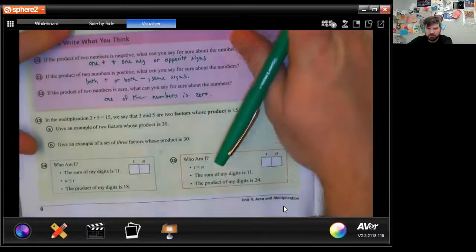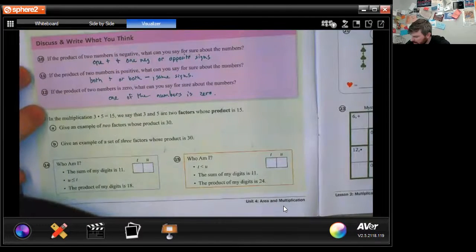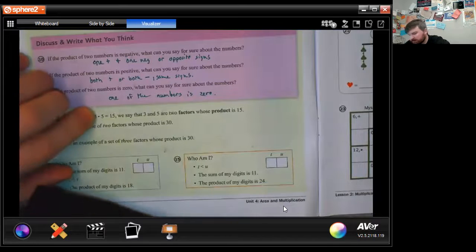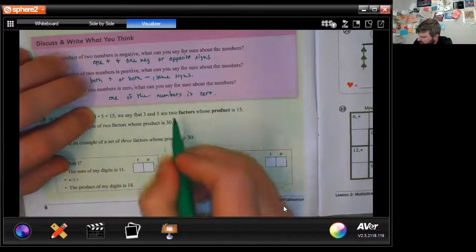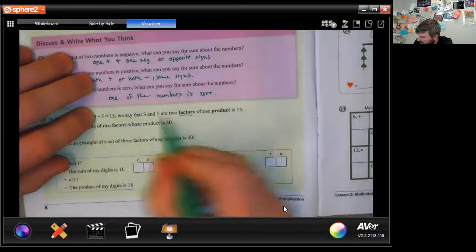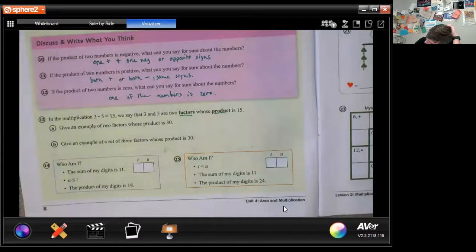All right, question 13. In the multiplication, 3 times 5 is 15. We say that 3 and 5 are two factors whose product is 15. So factors are these two numbers whose product, that just means you're multiplying, is 15. Can you give two factors whose product is 30? So two numbers that when you multiply will give you 30.